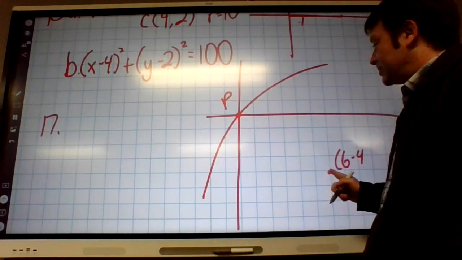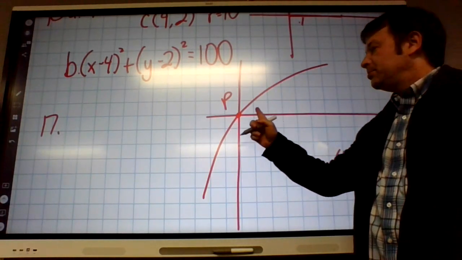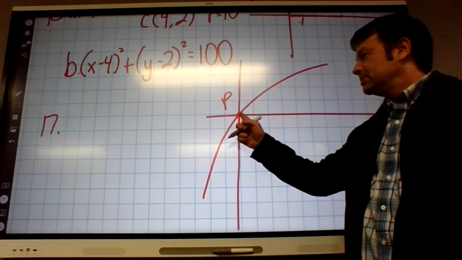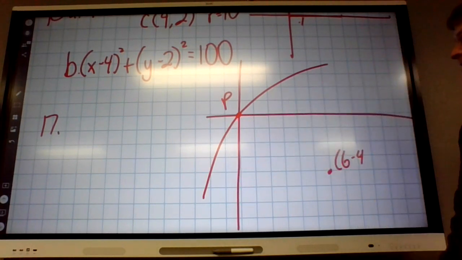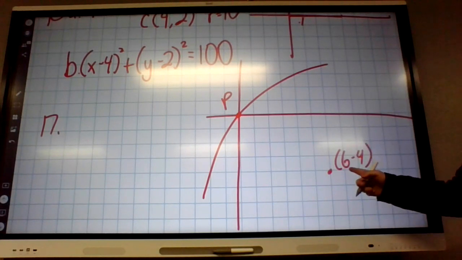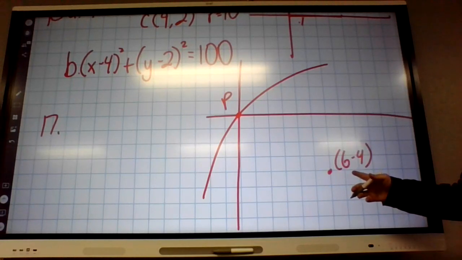Something like that, right? This is the center. P is on the circle, so it looks something like that. Well, they didn't tell us the radius, right? We know the center, that's no problem. But how do we find the radius? You have to count to the side.